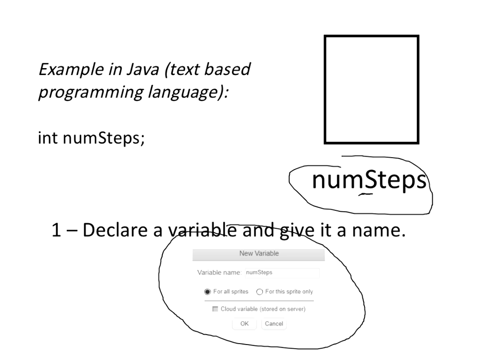So it just depends on what programming language you're going to be working with. In this case I have declared a variable called numSteps in Scratch, and there's where I enter my variable name. Now if I were to work with a programming language such as Java, so Java and JavaScript, by the way, are two different programming languages.